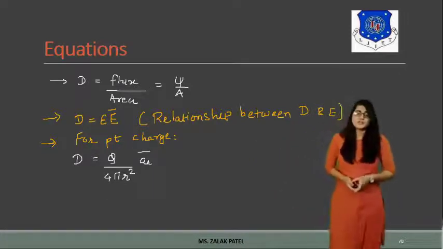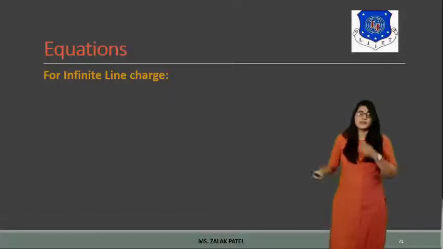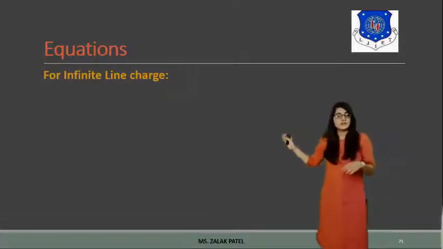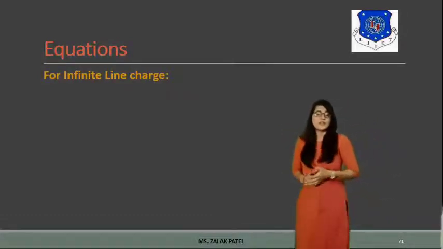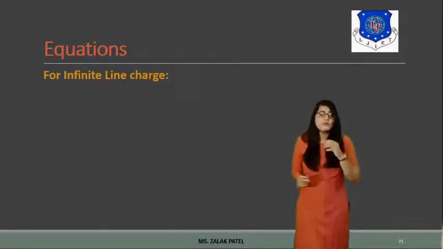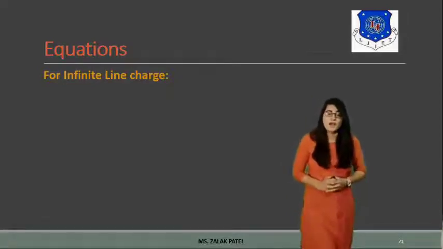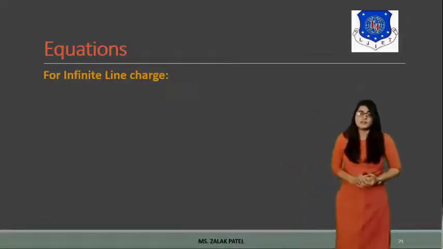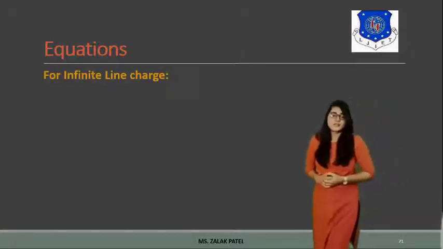Okay, so this is the equation for flux density in case of point charge. Now let's see another equation, that is for line charge configuration. We know that for the infinite line charge configuration or uniform line charge, electric field intensity E is given by rho L upon 2 pi epsilon 0 R AR bar, where R is a distance, AR bar is a unit vector, rho L is line charge density.